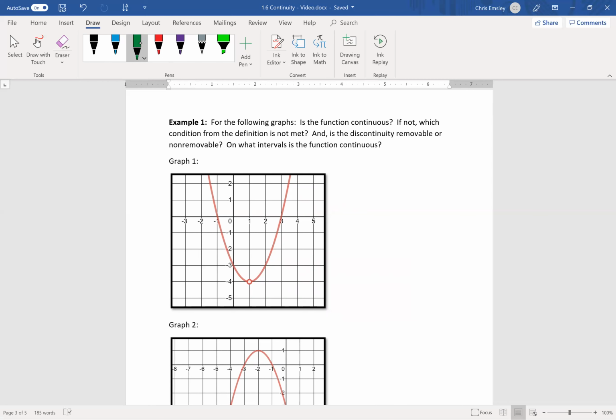Okay, so let's answer those questions for this first one, graph number 1. You can see we have a nice smooth parabola here, but with a hole right at our vertex, okay? So the first question, is the function continuous? Yes or no? Well, it's got a hole right there in plain sight, so no, it's not continuous. And then why not? So we had those 3 conditions at the beginning. And of course, by looking at the picture, we can see that it's not continuous by the hole, but we want to be able to address which condition is not met here.